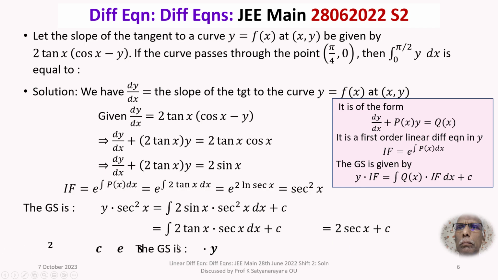Thus the general solution is y times the integrating factor secant square x is equal to 2 secant x plus c, where c is the constant of integration, and that is to be determined with the help of the given condition.